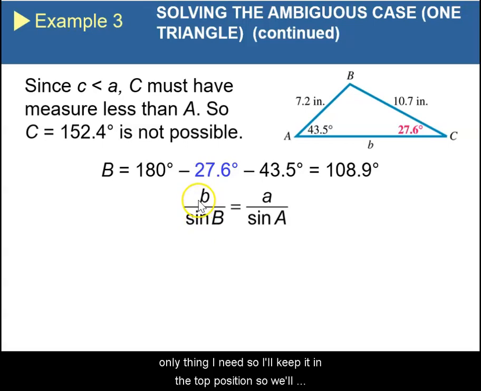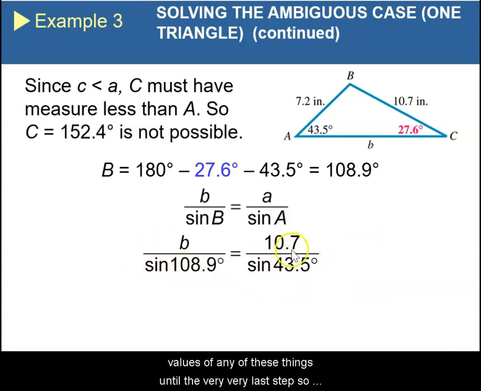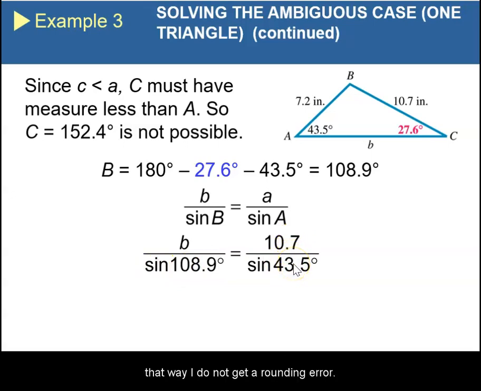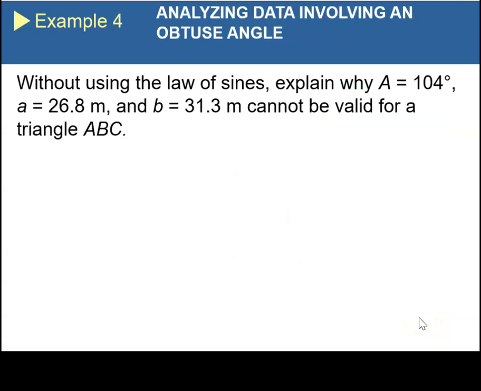So we'll use the reciprocal of the identity. That way when I plug in all these values, I can multiply by sine of b and just have one thing here, right? So I plug my stuff in. I move this over. Again, I'm not actually calculating the values of any of these things until the very, very last step, so that I do not get a rounding error, right? So everything has just been moved around, and now I plug this into the calculator exactly as one thing to get as accurate of an answer as possible, and we get side B is 14.7 inches. Okay, so then now everything is solved for, right?